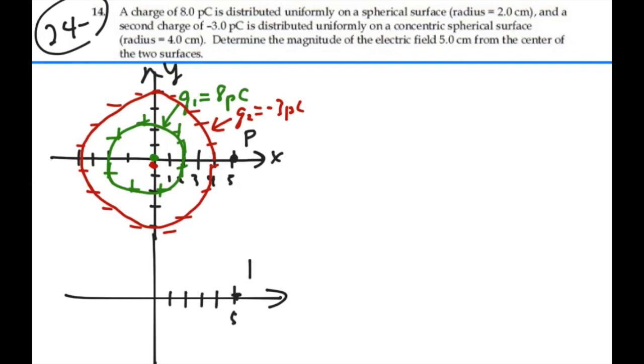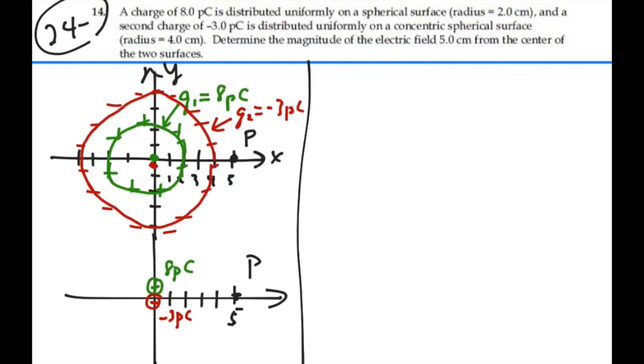Point P here located at x equal 5. We actually have two charges located at the center, in a sense, point charges. One of them positive, one of them negative. And the positive one is 8 picocoulombs, and the negative one is -3 picocoulombs. And we wish to find the electric field at 5 centimeters away.